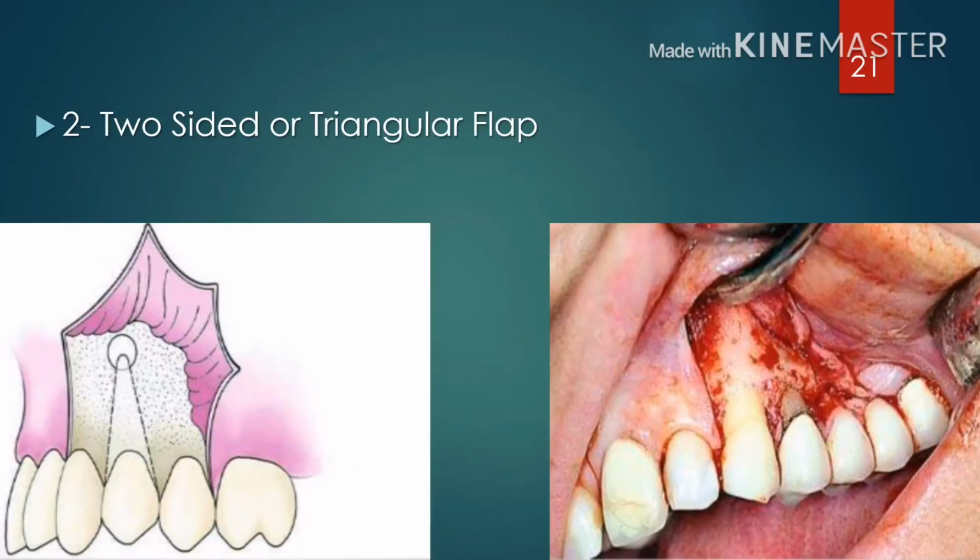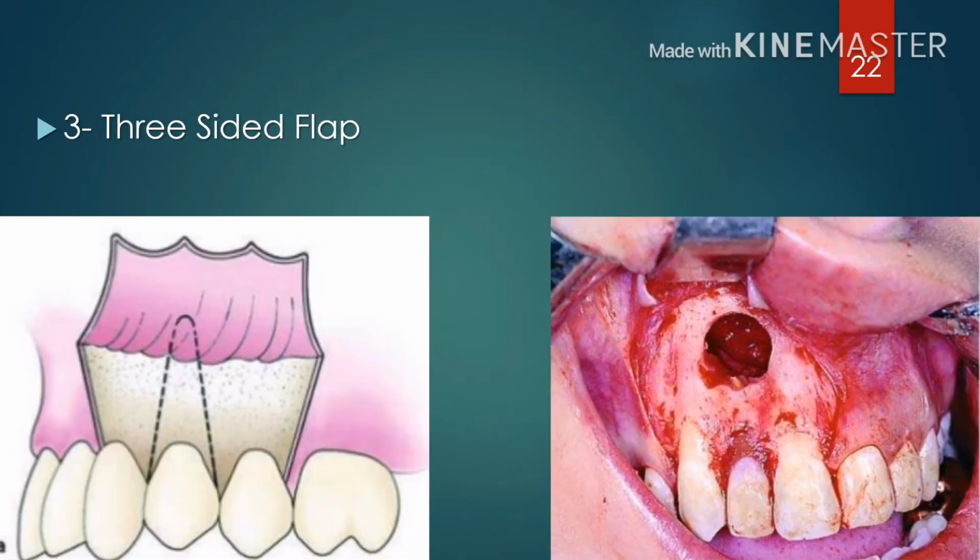The second one is the two-sided or triangular flap. Here we use a combination of a circumferential incision with a vertical one in order to reach a more apical location, as in the case of an apicectomy.